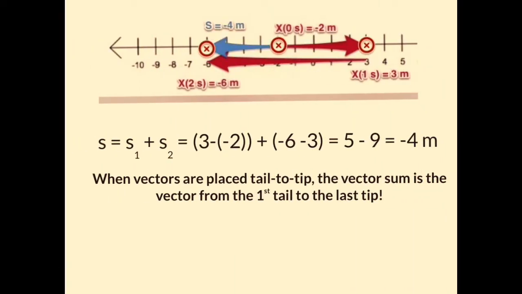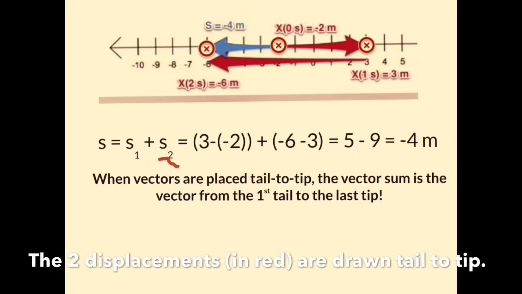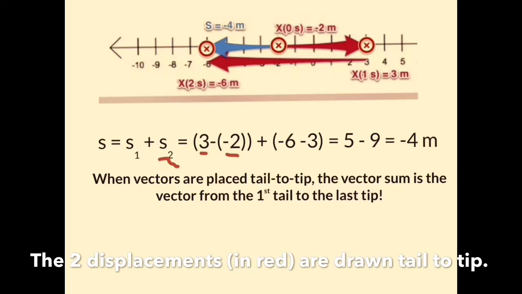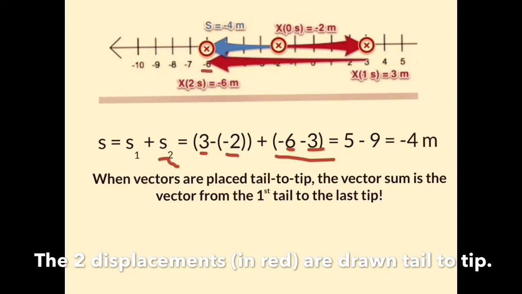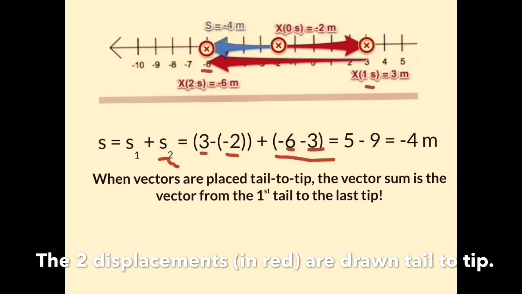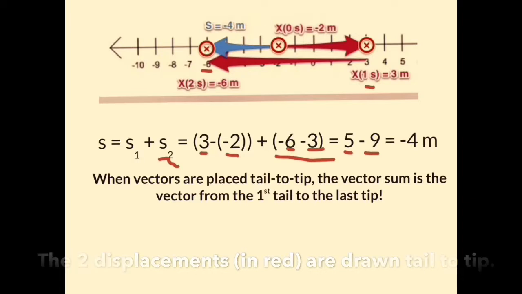Summarizing the last example, the total displacement is the first displacement, S1, or change in position 1, plus displacement 2, or change in position 2. The first change in position is the final position minus the initial position, or 3 meters minus a minus 2 meters, plus change in position 2, or final position minus initial position, or minus 6 meters minus a plus 3 meters, giving us a total displacement S of plus 5 plus a minus 9, or minus 4 meters.